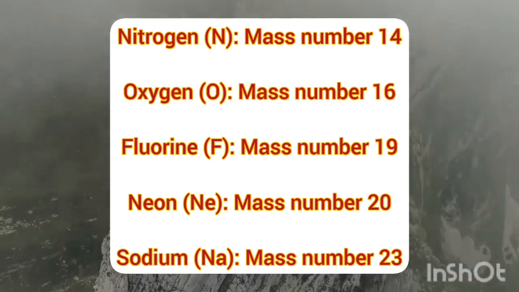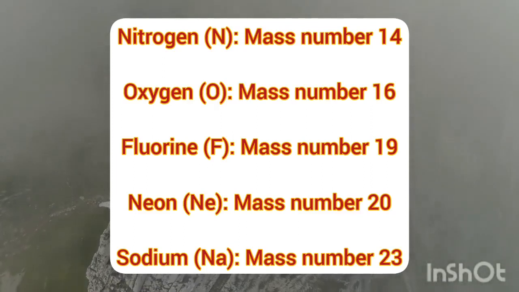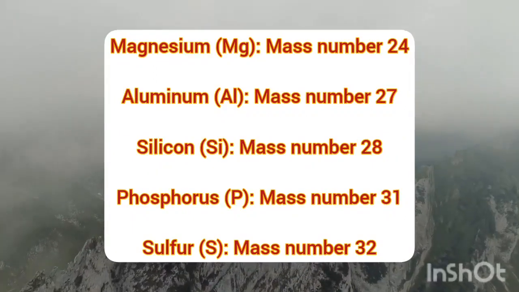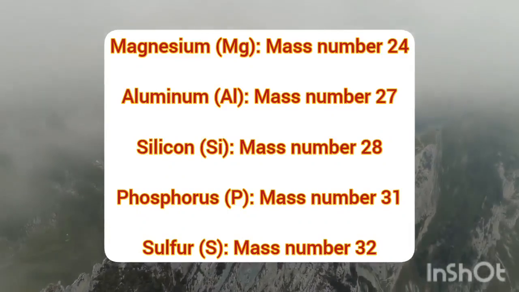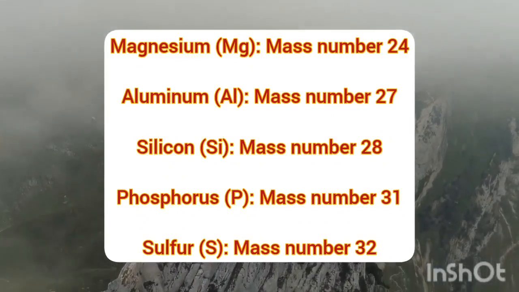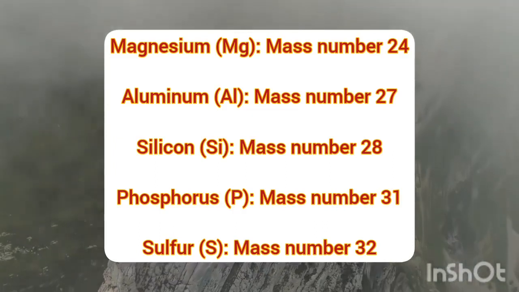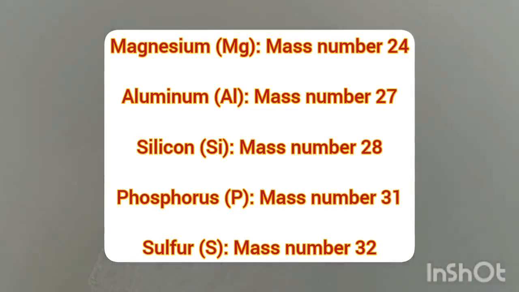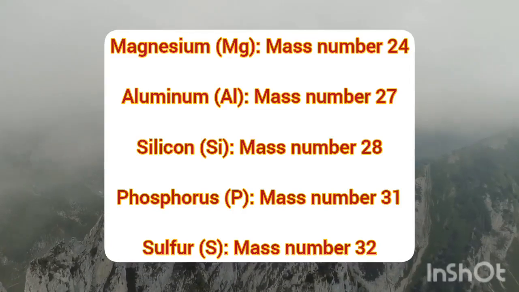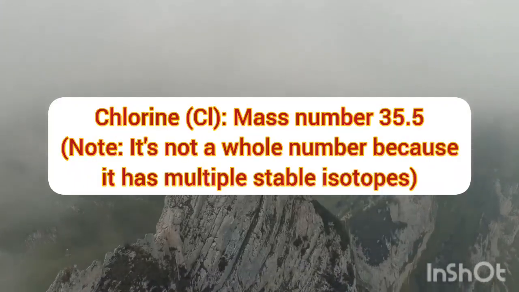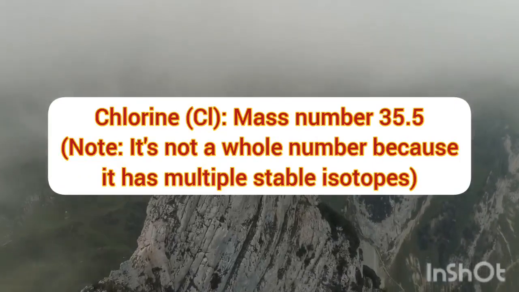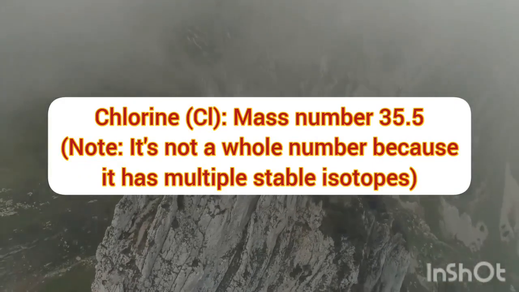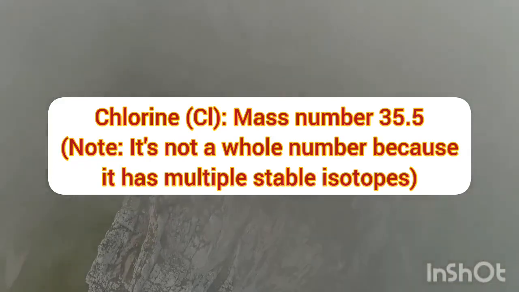Sodium, Na, mass number 23. Magnesium, Mg, mass number 24. Aluminum, Al, mass number 27. Silicon, Si, mass number 28. Phosphorus, P, mass number 31. Sulfur, S, mass number 32. Chlorine, Cl, mass number 35.5. Note, it's not a whole number because it has multiple stable isotopes.